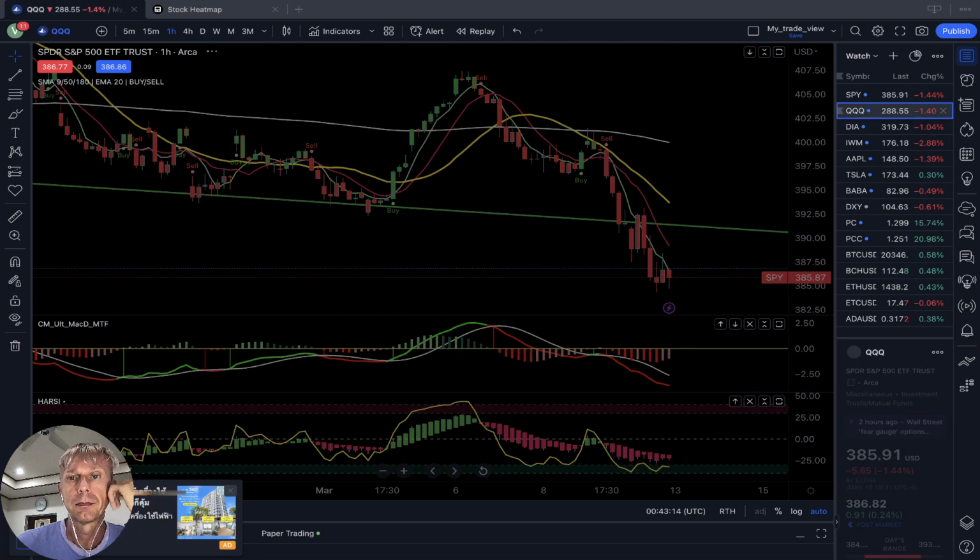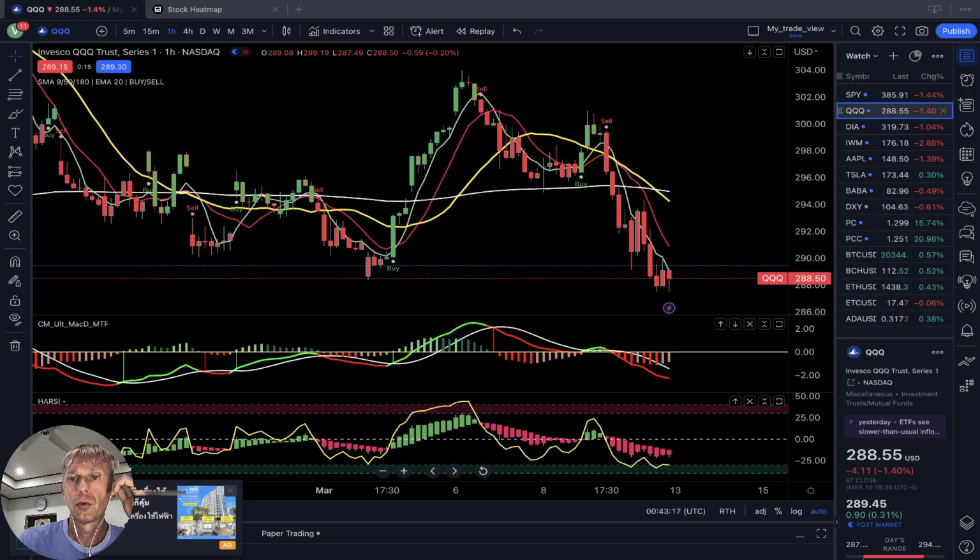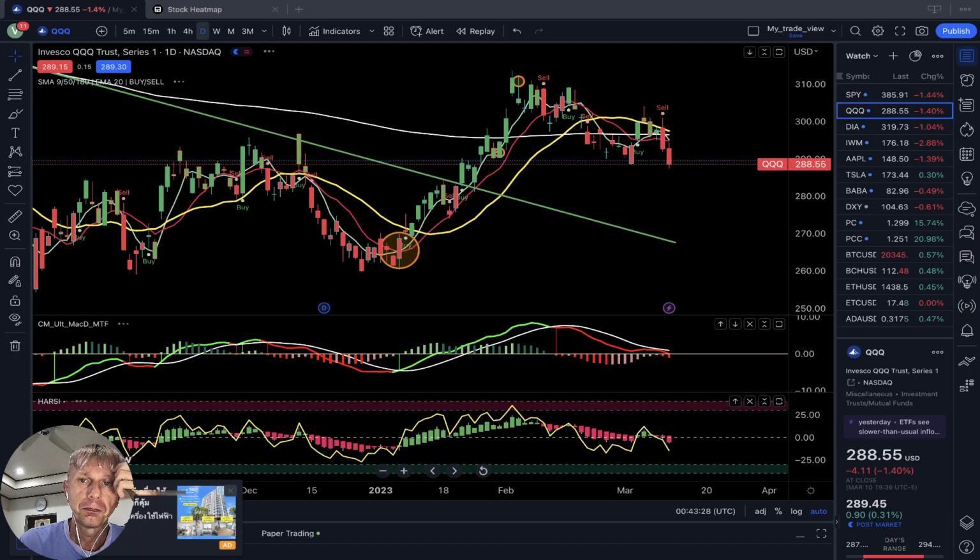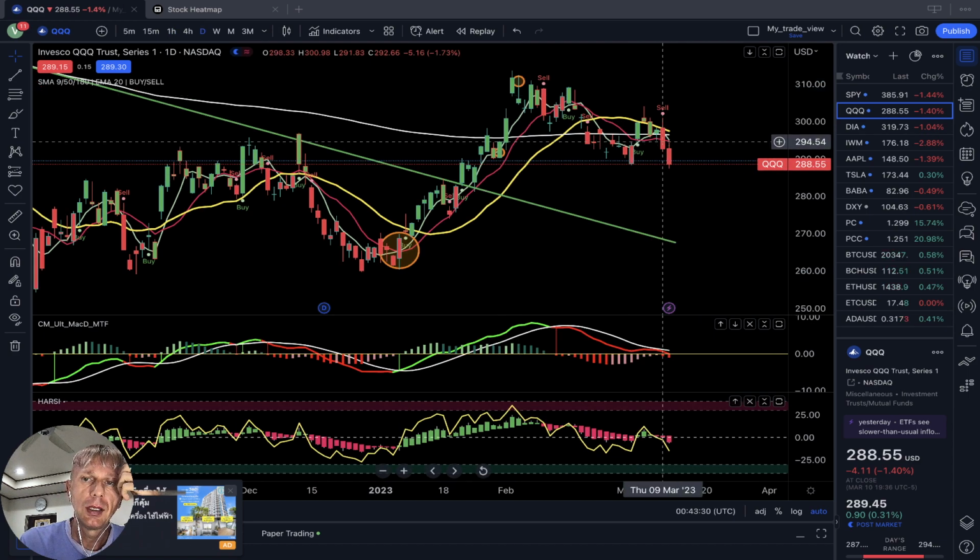Let's move to QQQ. Bearish trend. QQQ, MA 20 already did a bearish cross. I'm sorry, it's 1 hour. Let's move to the daily. QQQ daily.